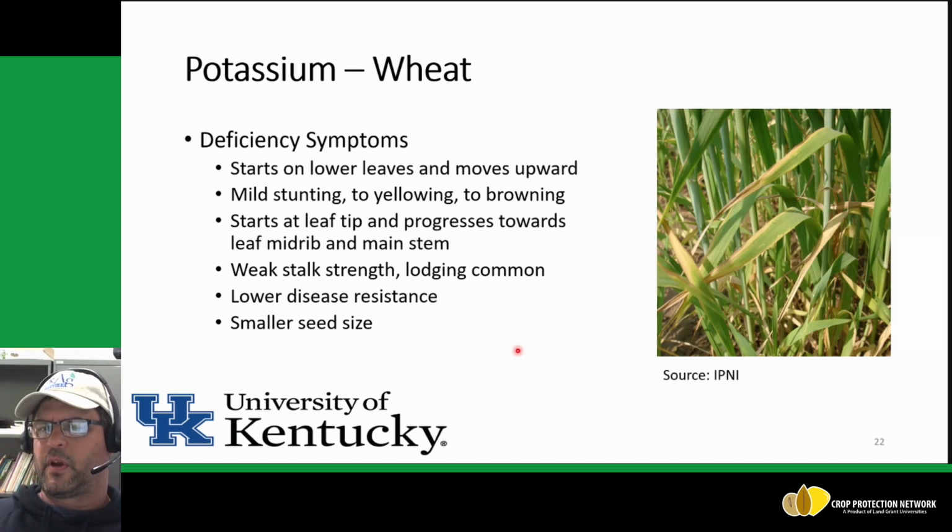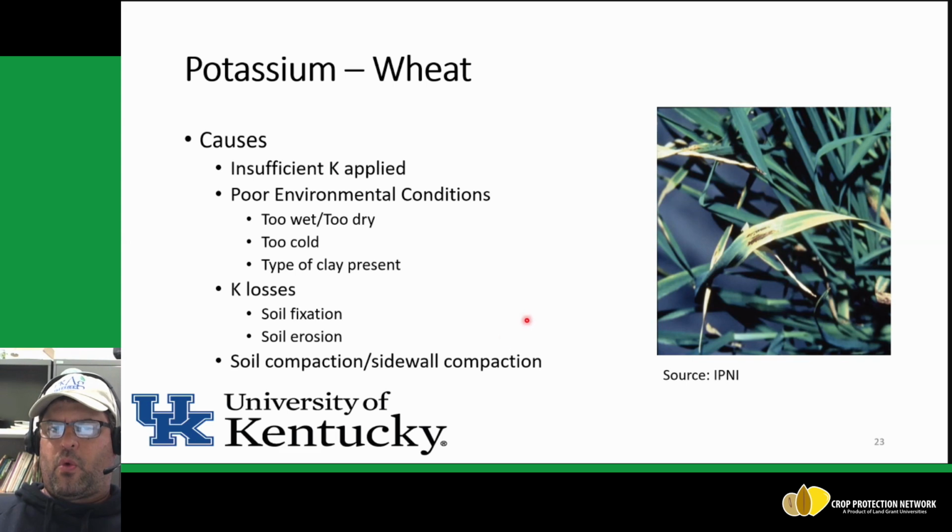Weak stalk strength, more common to lodge than with sufficient K in the plant, and then lower disease resistance, smaller seed size. What causes it? Just not enough K present in the soil or being applied as fertilizer. These same poor environmental conditions, too wet, too dry, too cold. Clay can influence it, the type of clay, or losses again, soil fixation, soil erosion, and then sidewall compaction or soil compaction can lead to potassium deficiency in wheat.